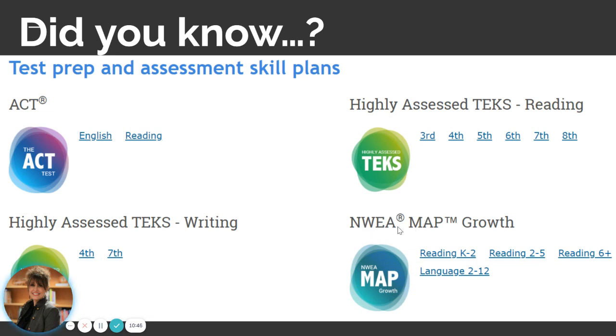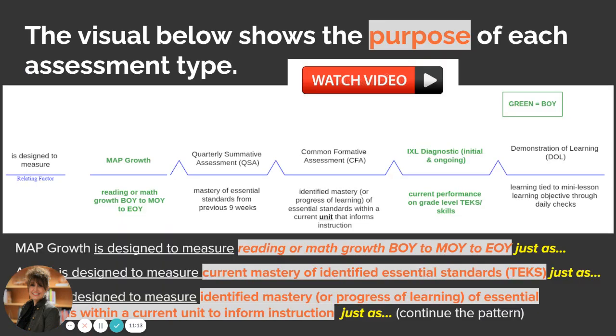However, it also has an alignment with MAP Growth, which we're using obviously this year. And that goes all the way to language 2 through 12. And then it goes for our reading 6 and up. And also it goes obviously younger as well. So there are correlations with skill plans that we can look at with the RIT scores, for example, with MAP, and actually have a path that would fit what is being diagnosed they need by MAP, and also would be diagnosed by IXL. So let's pause there for a minute.